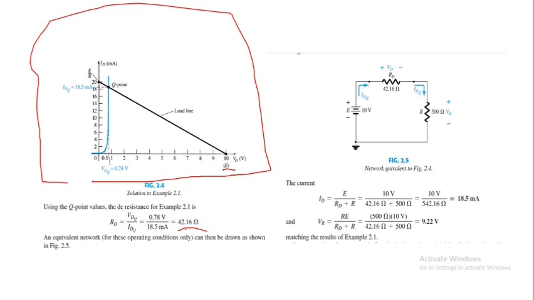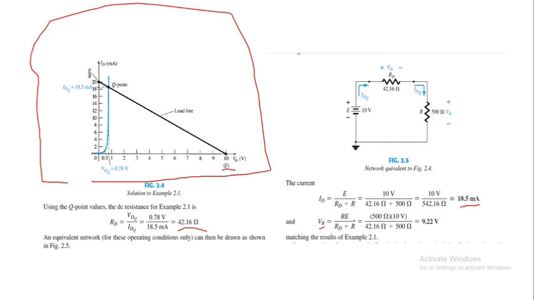Now if you replace the diode with this value of resistance, you can also find the value of ID and VR. So if you want to find the value of ID, it will be equal to E by the resistance of the diode plus the resistance of this load resistor. Or you find the current through a series circuit by dividing the voltage applied by the total resistance of this series circuit. So you will get 18.5 milliampere, which is similar to what we have shown previously.